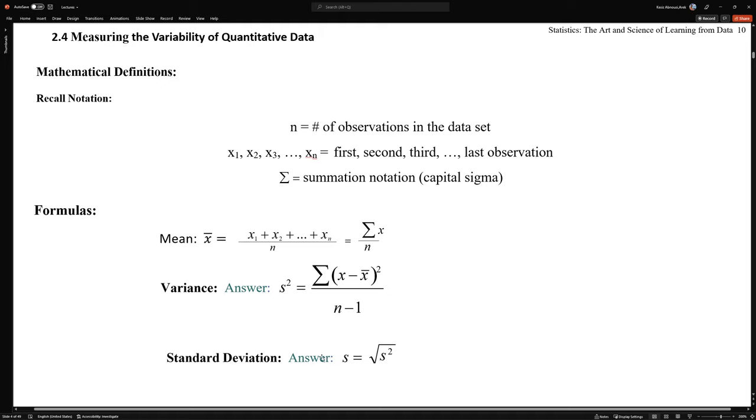Then we have the standard deviation, which is the square root of this thing. In other words, we have to find this and plug it here, and then we plug this here and we're finding the standard deviation.